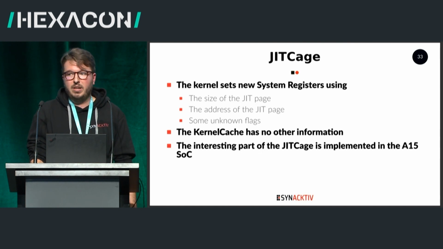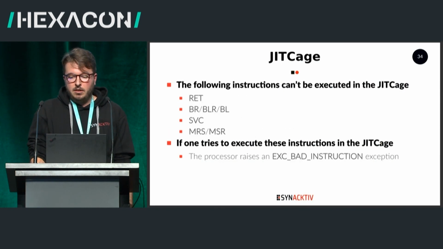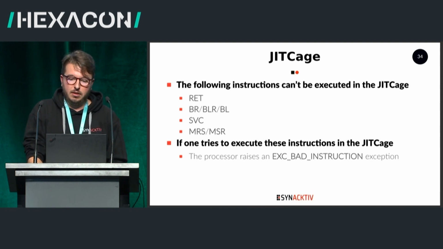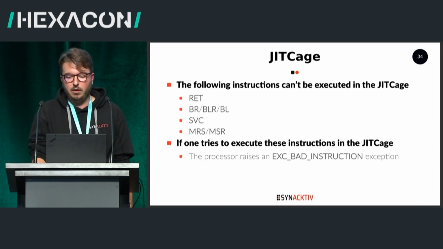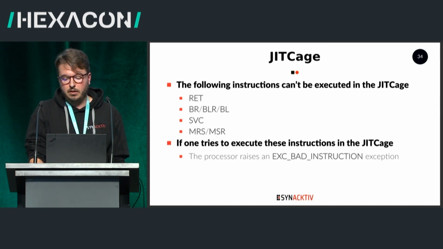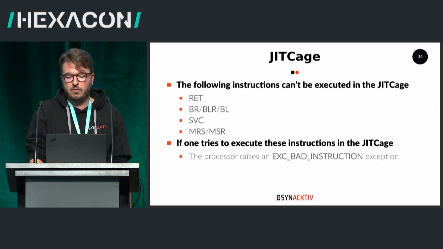So the most interesting part of the JIT cage is implemented in the processor. Now the rules change when an attacker executes code in the JIT cage, because some instructions cannot be used in the JIT cage. For example, an attacker cannot execute an unsigned ret instruction or an unsigned branch instruction. Also, attackers cannot use the syscall instruction or set or read system registers. And if an attacker tries to execute these instructions in the cage, the processor will raise an EXC_BAD_INSTRUCTION exception.